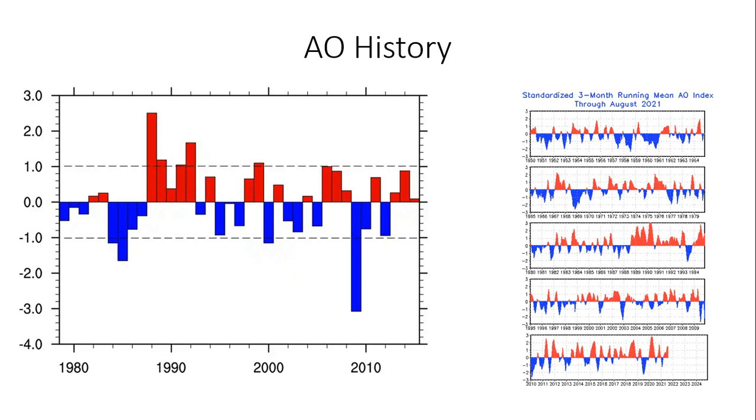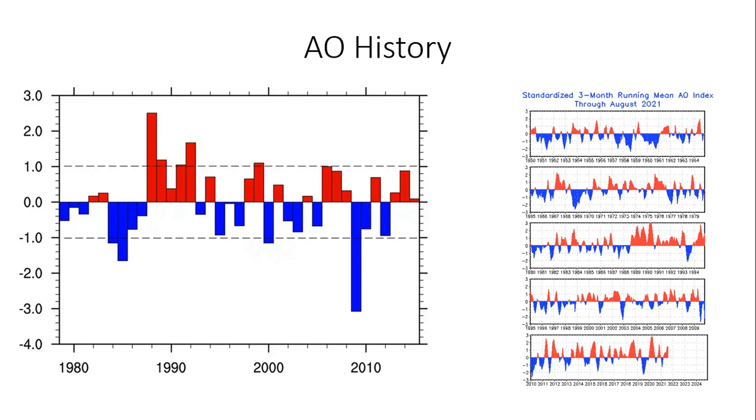And so, looking at the graph on the left, you see we had a fairly significant negative AO back in the 2009-10 winter season. We had a very strong positive AO exceeding magnitude 2.0 in the late 1980s.